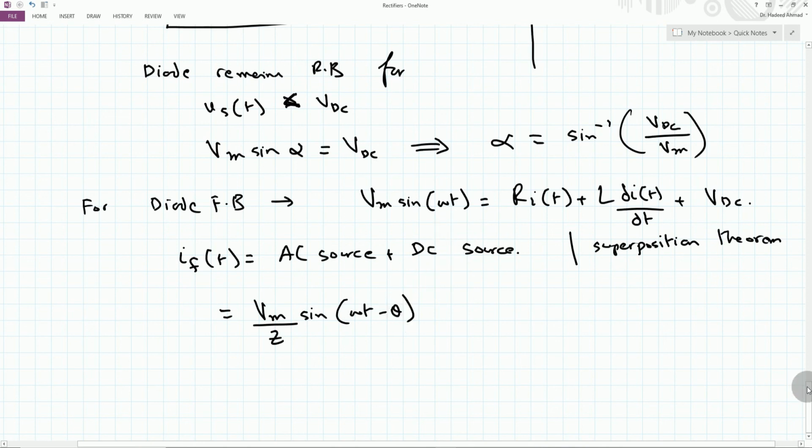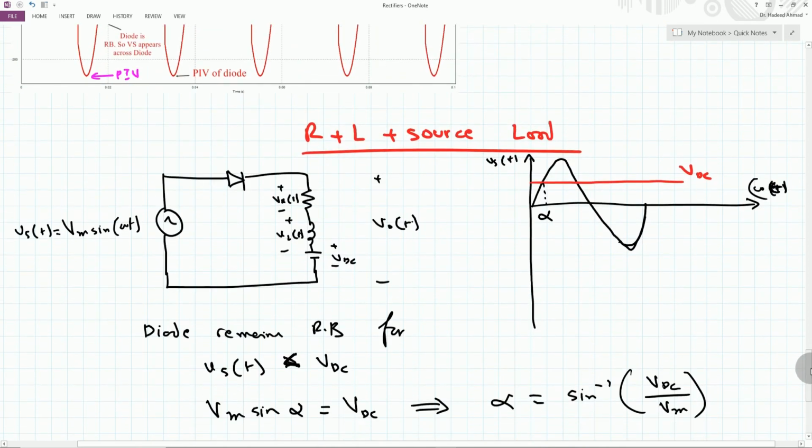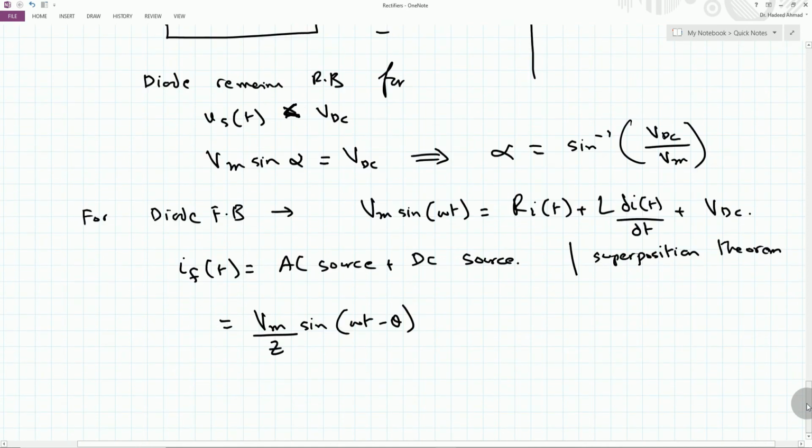And for the DC source, when the diode is conducting, the current is in this particular direction. So when we apply the superposition theorem for this VDC, it shall have a value with a negative sign, and that is equal to minus VDC over R, because the inductance against this DC source becomes equal to 0. So this is the forced response for the circuit where we have the R plus L load.